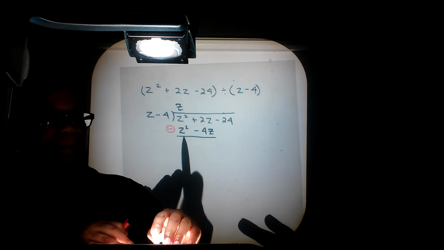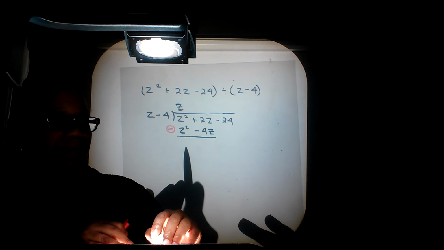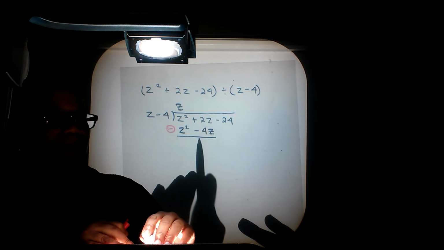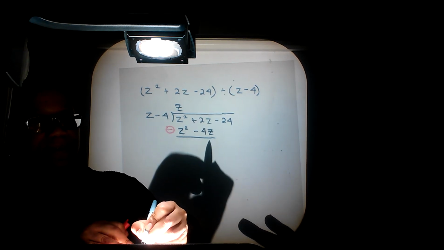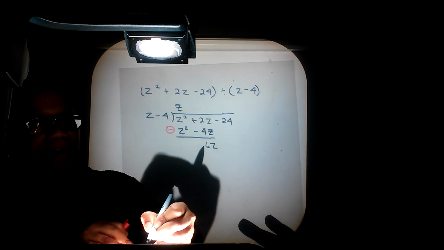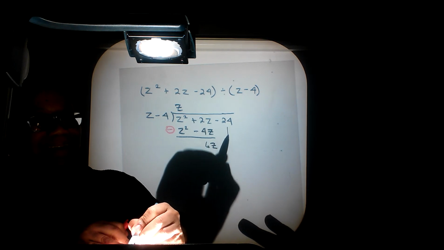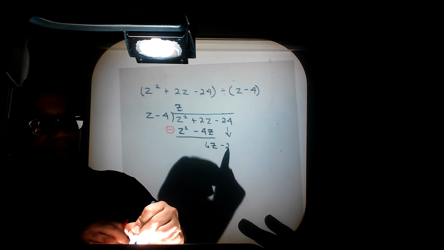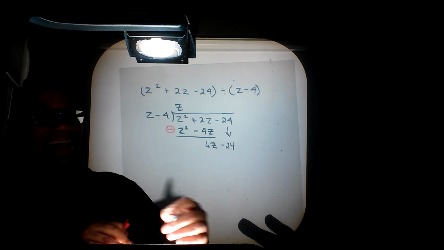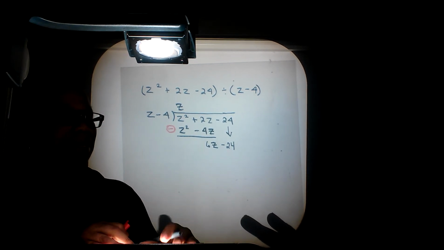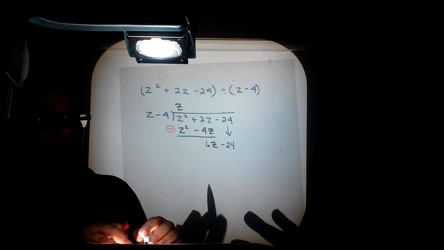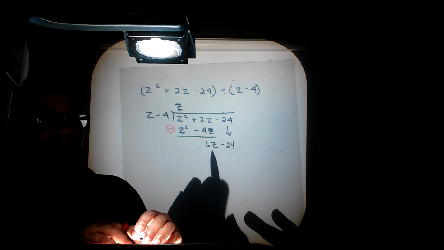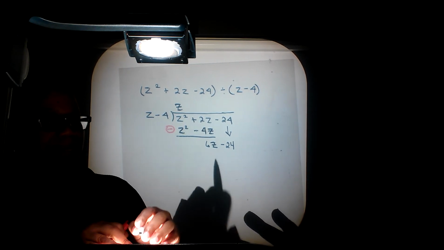So z squared minus z squared is 0. 2z minus negative 4z, but this is actually plus 4z. Exactly. So 2z plus 4z is 6z. Now I'm going to bring down this negative 24. All right? Now we'll start all over again. I'm going to do the exact same thing that I did to get this z squared. Looking at that z, I'm going to say what times what gives me 6z using this z.